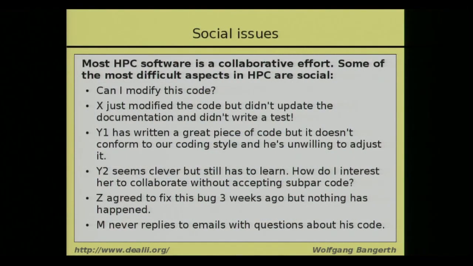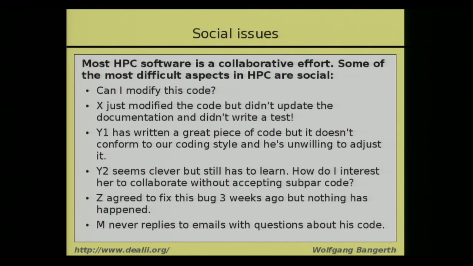More examples. So let's say my colleague X just modified this piece of code, but he didn't update the documentation and didn't write a test. Okay, very common case. It's very difficult to tell people that it's just as important to write the documentation and to write tests as it is to write the code in the first place. How do you deal with this as a project?